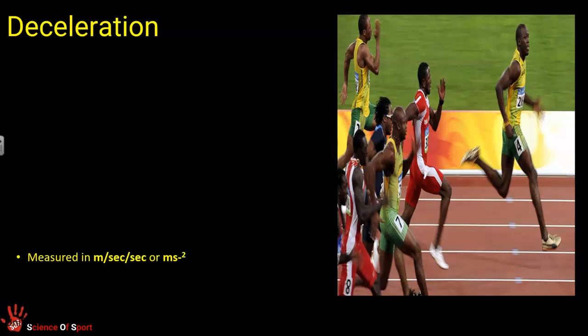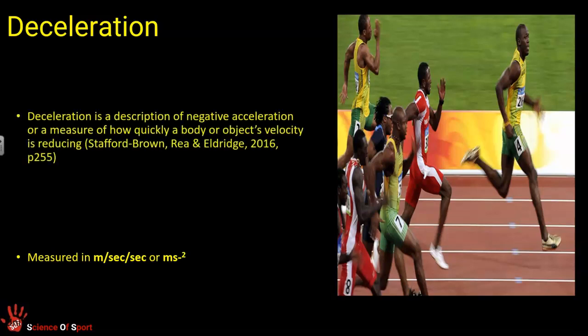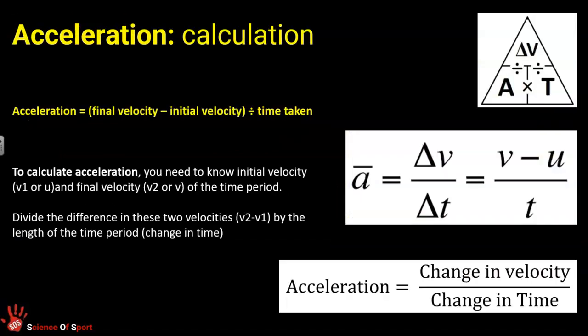So deceleration, then, definitions. It's a description of a negative acceleration. So deceleration and negative acceleration mean the same thing. It's a measure of how quickly a body or an object's velocity is reducing. So the rate of change of velocity in a negative way, slowing down. How quickly do you slow down? Do you slow down rapidly or do you slow down gently? And again, the unit is meters per second squared.